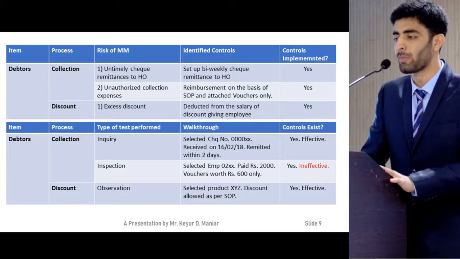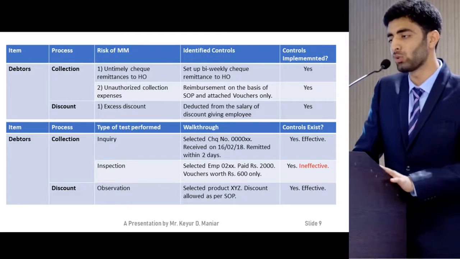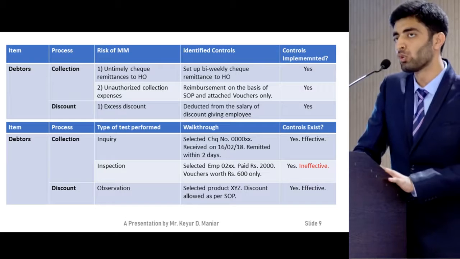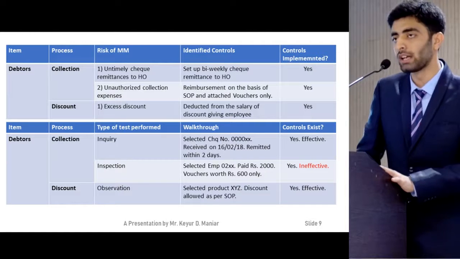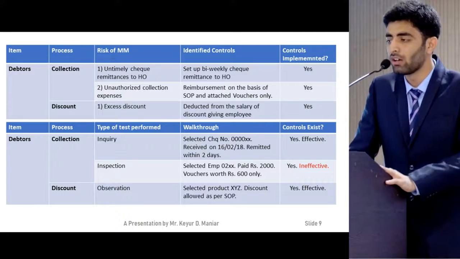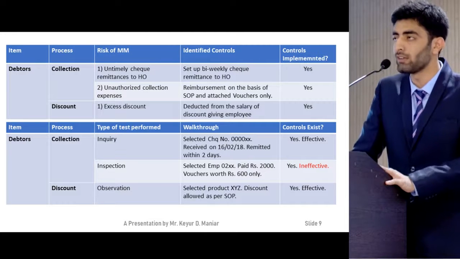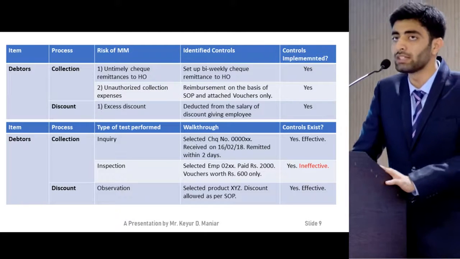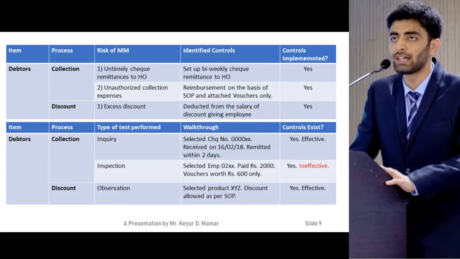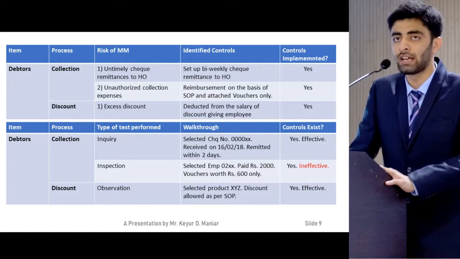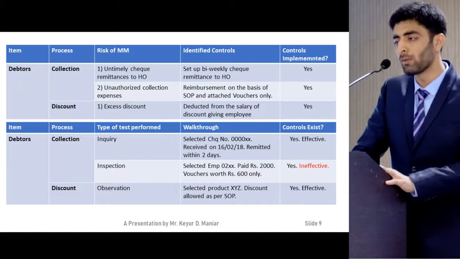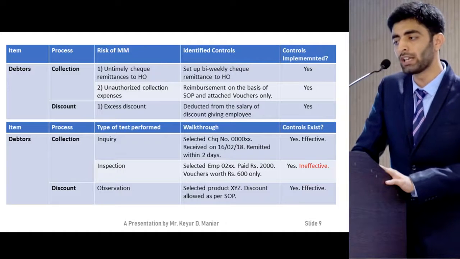So in the collection problem, in the untimely check remittance to HO, the kind of test that we performed is inquiry, because we inquire to the branches and then try to get a walkthrough of it. So the walkthrough procedure has worked like this. We had selected a check number 000XX, which was received on 16th of February 2018, and we have seen when it was actually remitted to the HO. Now in this case it was 2 days. So yes, we can form an opinion, yes, there are adequate controls as well as the controls are effective.